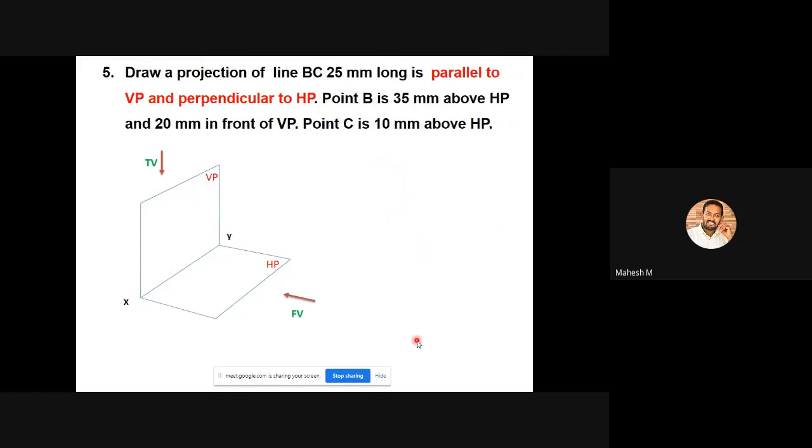ஓகே. ஸோ சேம் ப்ராப்ளம் தான், ஸ்டெப் பை ஸ்டெப்பாக வருது.